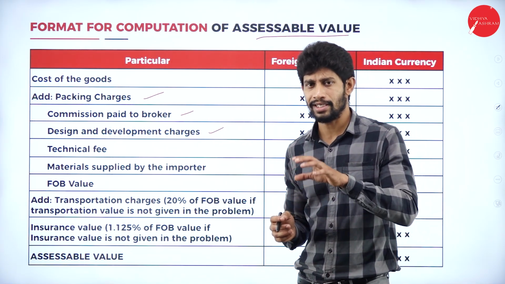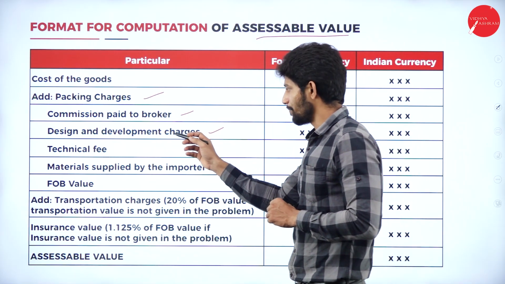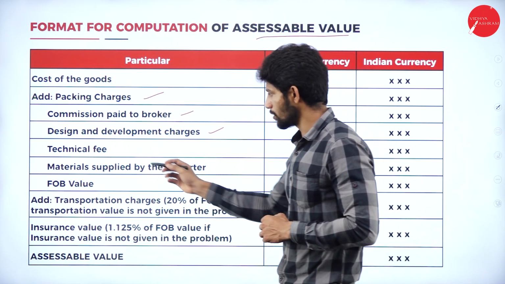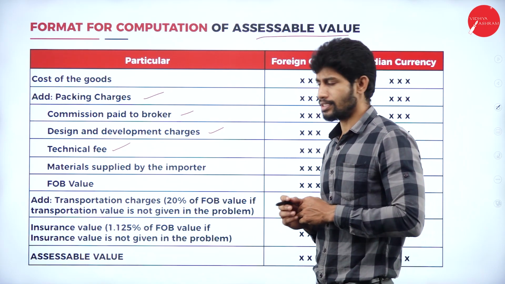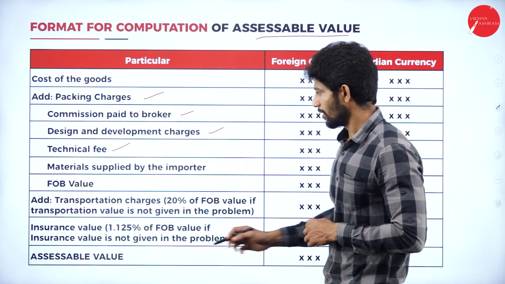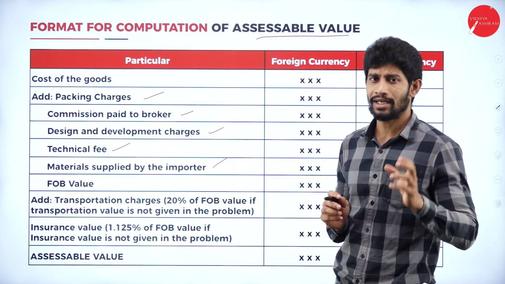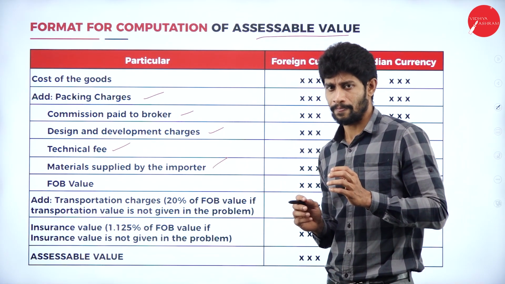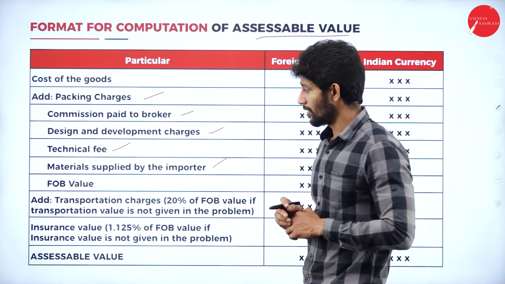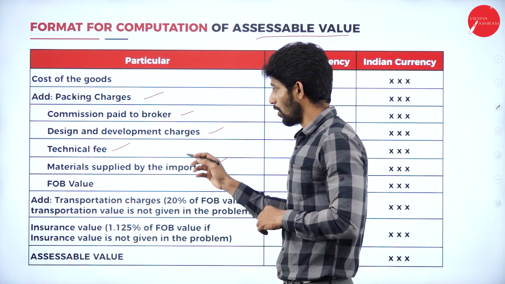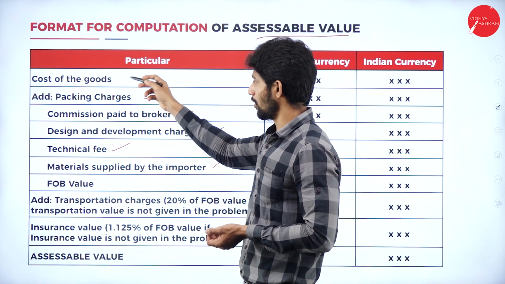Next, design and development charges. If you are paying any design and development charges for importing products, then you are supposed to add that value also. Next, you are also supposed to add technical fees. If you are paying any technical fees, then you are supposed to add that also. Next, material supplied by the importer. If any material is supplied by the importer, then that is also supposed to be added to the cost of goods. Next, you are supposed to total all these additional expenses which are incurred with respect to the cost of goods.